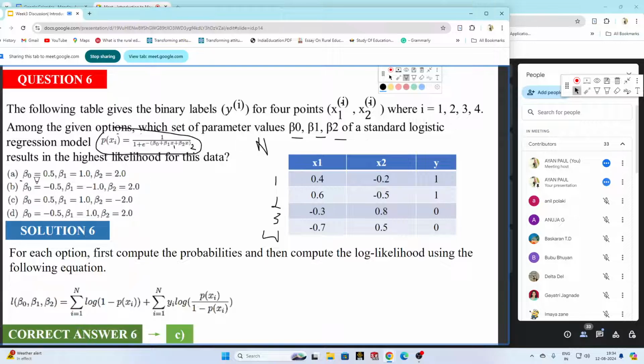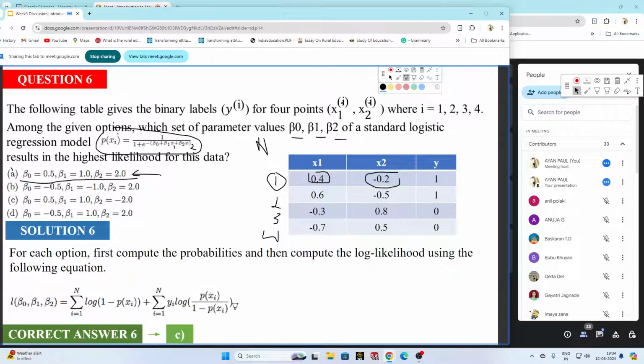So we have to try all 4 options by trial and error. First you start with the first option. In this option, beta naught is 0.5, beta 1 is 1, and beta 2 is 2, and x1 is 0.4 and x2 is minus 0.2. So we are doing it for the first data point, and you will get a p(xi).